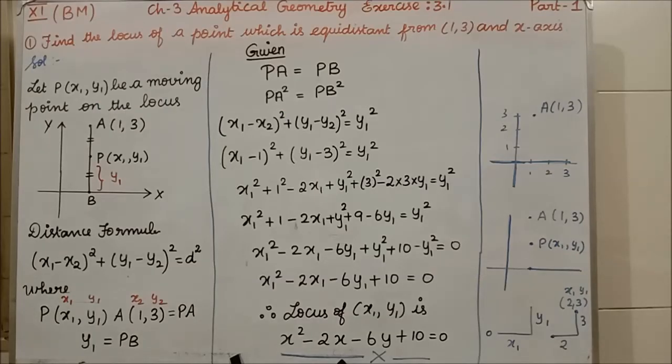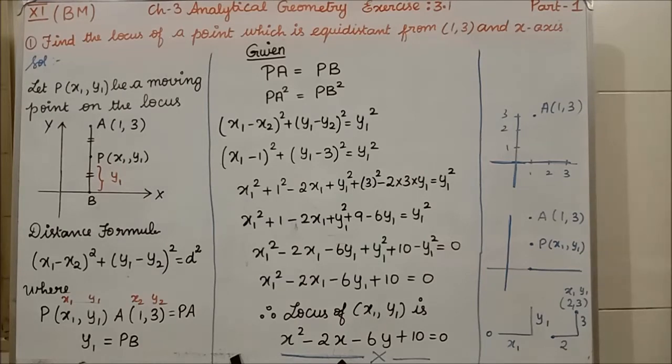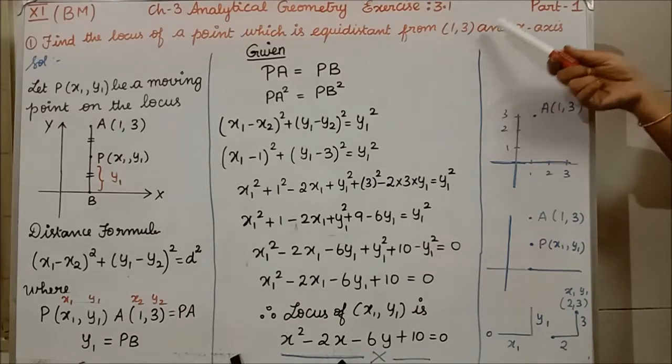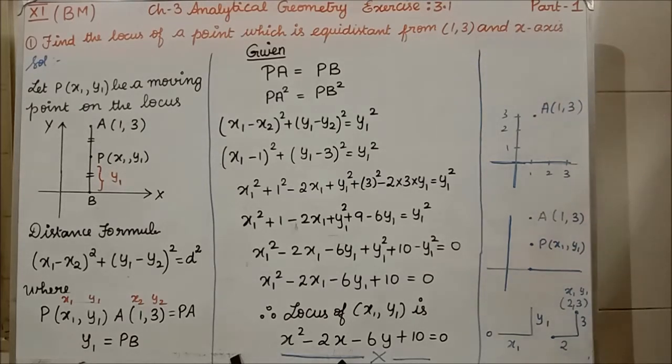In exercise 3.1, we are going to see the first question. See the question: find the locus of a point which is equidistant from (1, 3) and the x-axis. What are they asking? They are asking for the locus of a point which should be equidistant. Equidistant means equal distance, from (1, 3) as well as from the x-axis. Both distances should be equal. First I'll explain this, then I'll explain the solution.